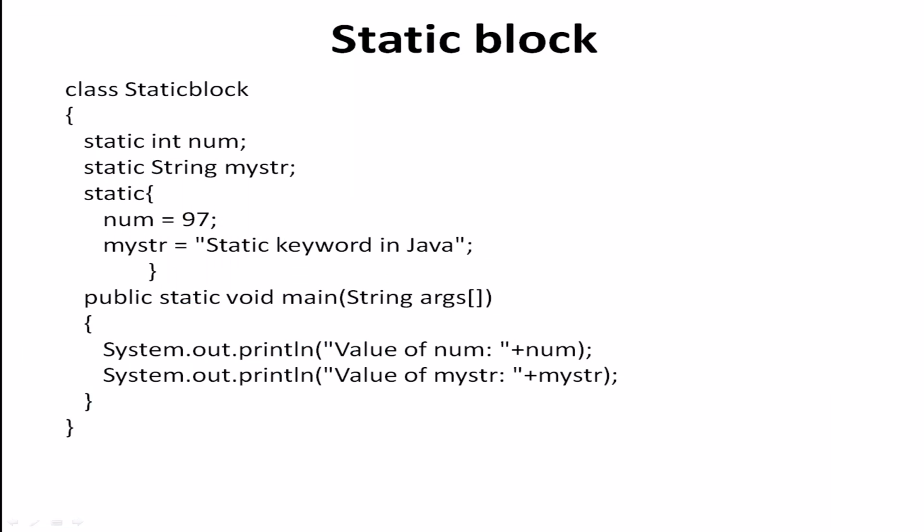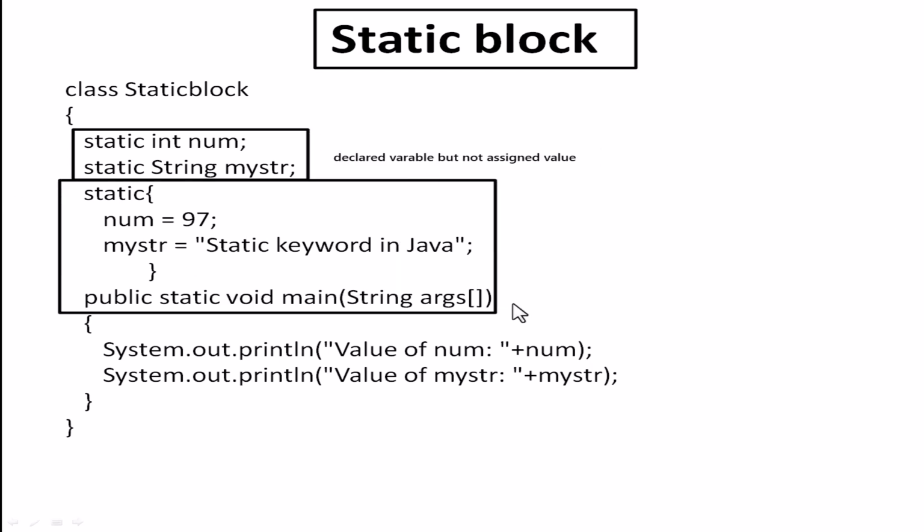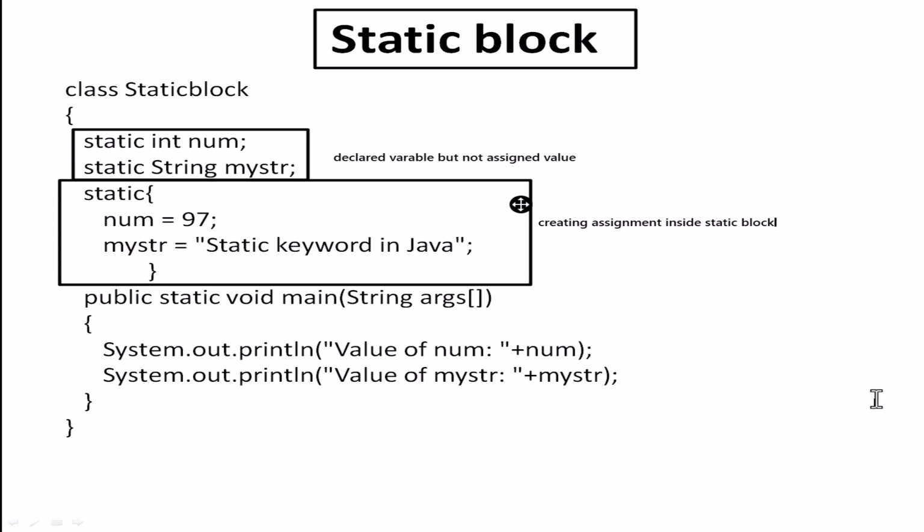Next one is the static block. In the previous program we declared a static variable and a static method. Next one is the static block. Here in a static block you can declare two or more variables. Here we have declared a variable string and an integer. We have declared the variables but we have not assigned them. But inside the static block we have assigned the values. Now here we are going to print the values, number and maestro.